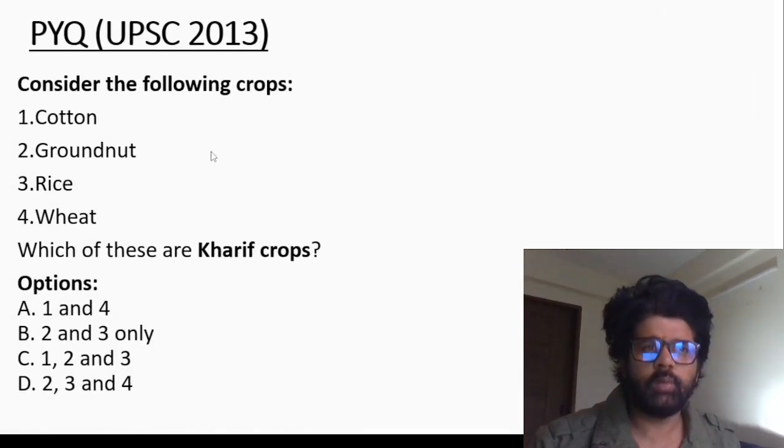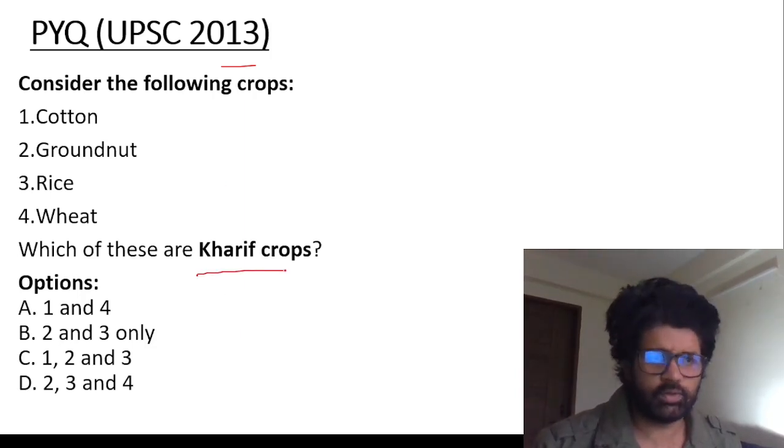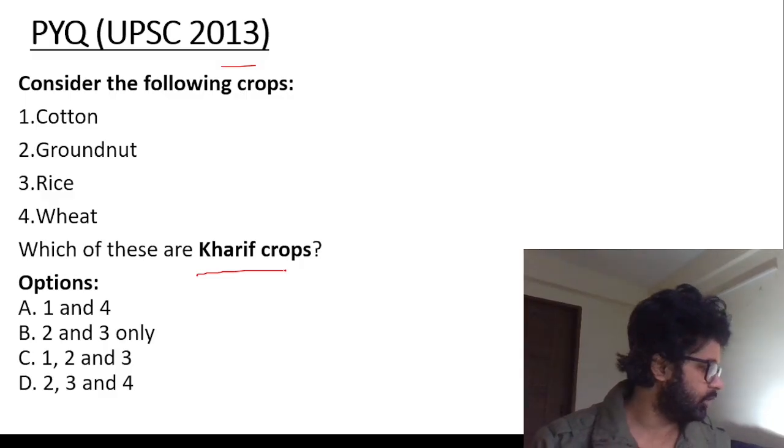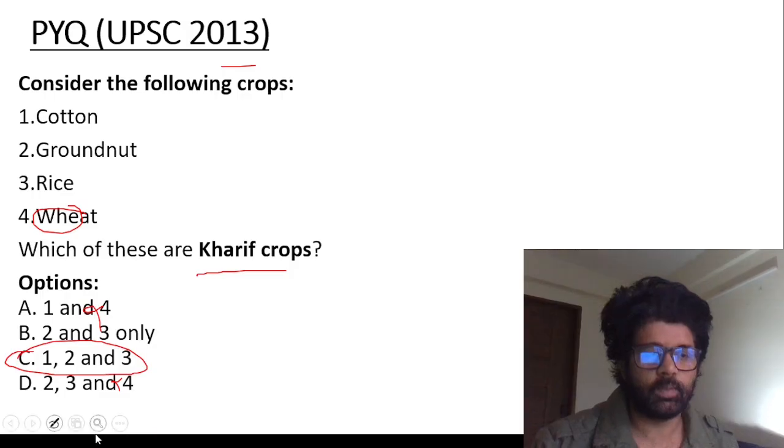PYQ UPSC 2013. Consider the following crops. Which of these are Kharif crops? So try to solve this question. Cotton, groundnut, rice, and wheat. Wheat is a Rabi crop. So eliminate 4. You're left with B and C. Now 1, cotton. Kobama ki Tujori. Cotton is. So the answer is C.